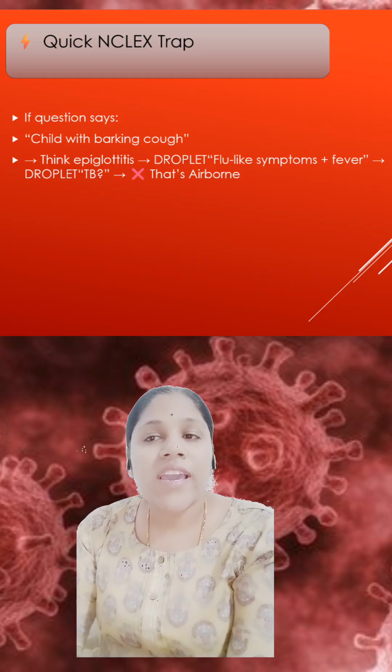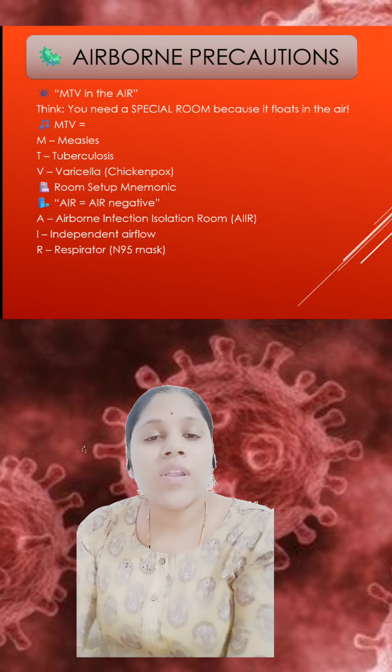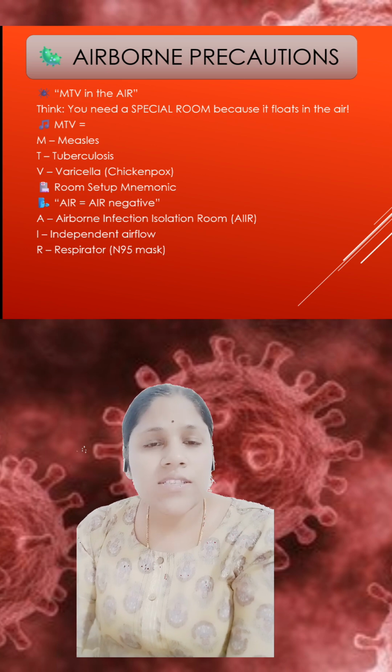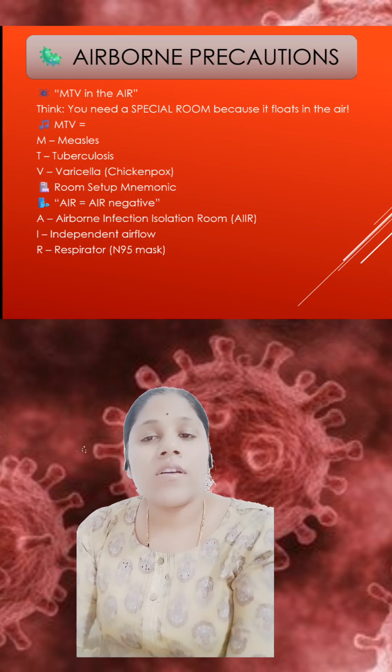Next is coming to the airborne precautions. We have to remember with the mnemonic MTV. MTV in the air. Think you need a special room because it floats in the air. Yes, MTV. Here, M is for measles, T is for tuberculosis, and V is for varicella. That is chickenpox. The room is set up.